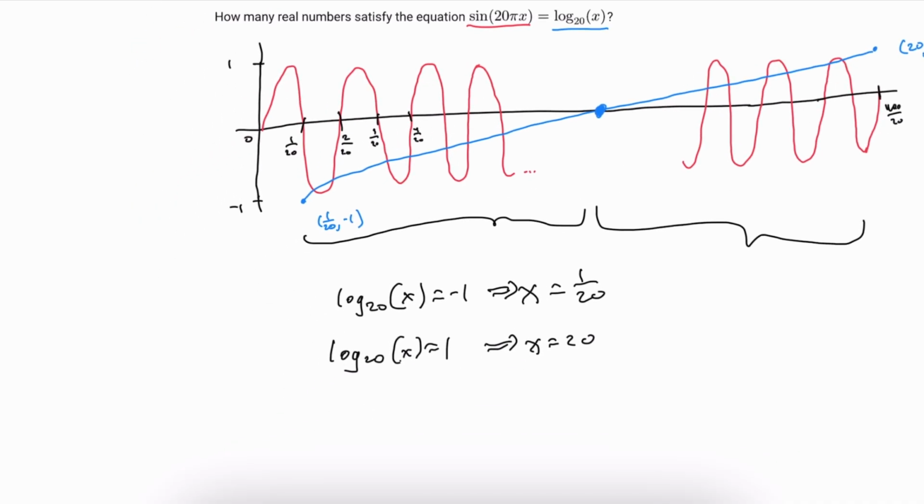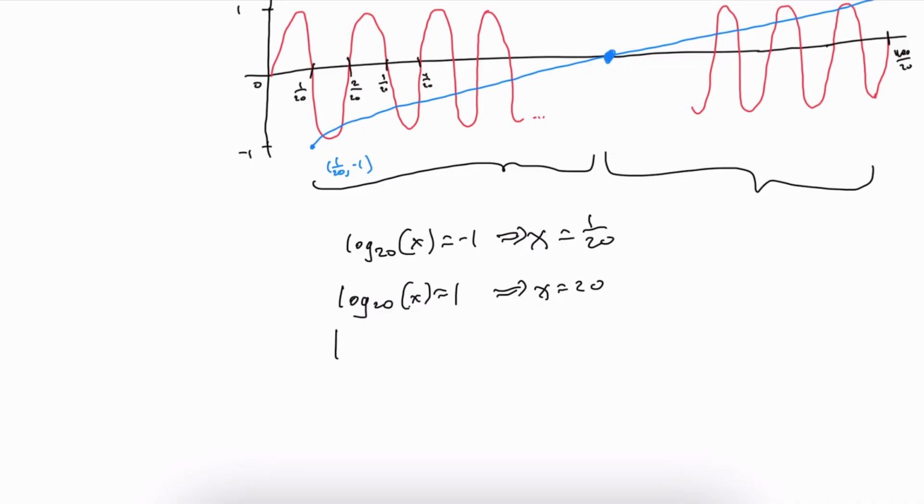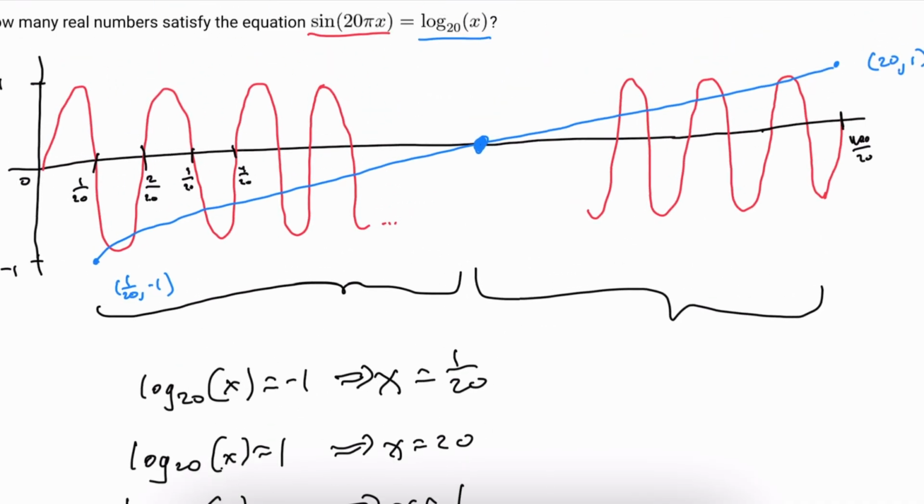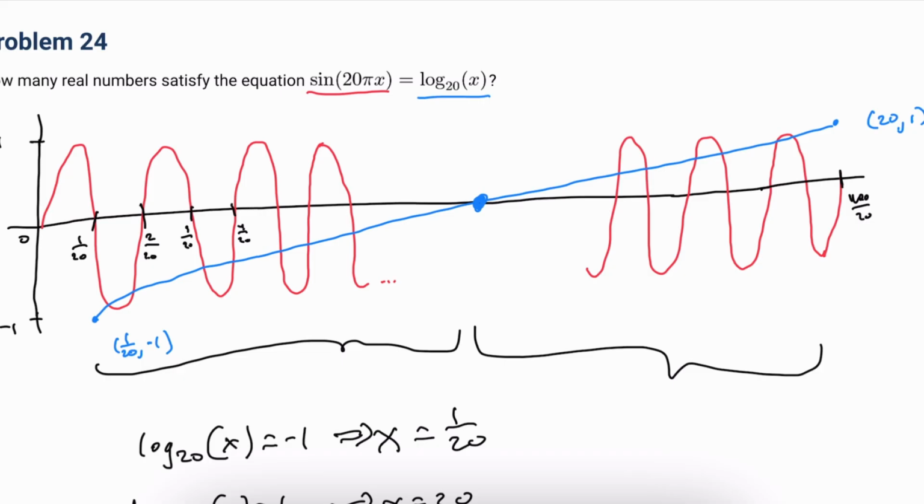And so what is this point then? Well, that's just when log base 20 of x is equal to 0. So x is just equal to 1. So we have that this point is 1, 0, and then the sine graph around this area will look something like this, I think.